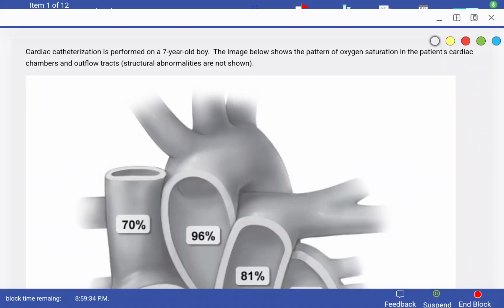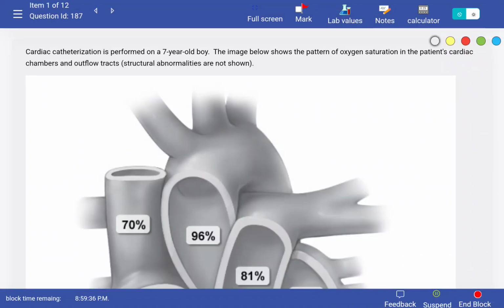Let us start from question number 11. Cardiac catheterization is performed on a 7-year-old boy. The image below shows the pattern of oxygen saturation in the patient's cardiac chambers, and outflow tract structural abnormalities are not shown.